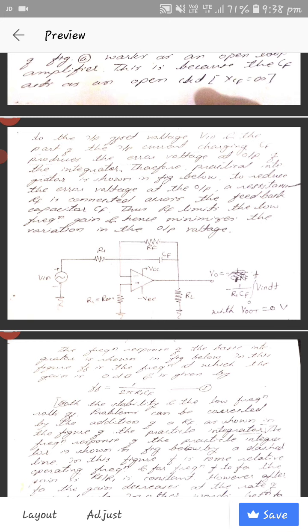Therefore a practical integrator is shown in this figure below to reduce the error voltage at the output.